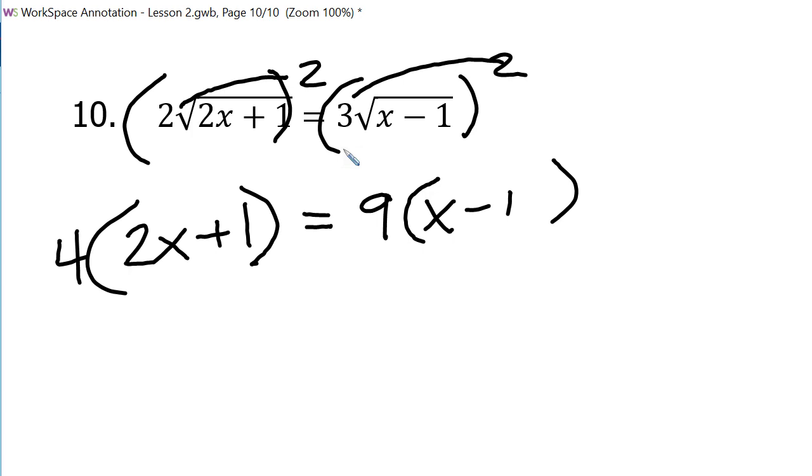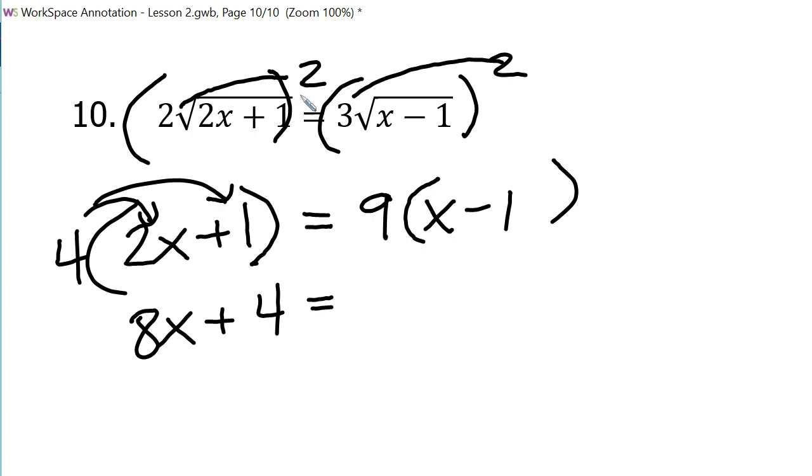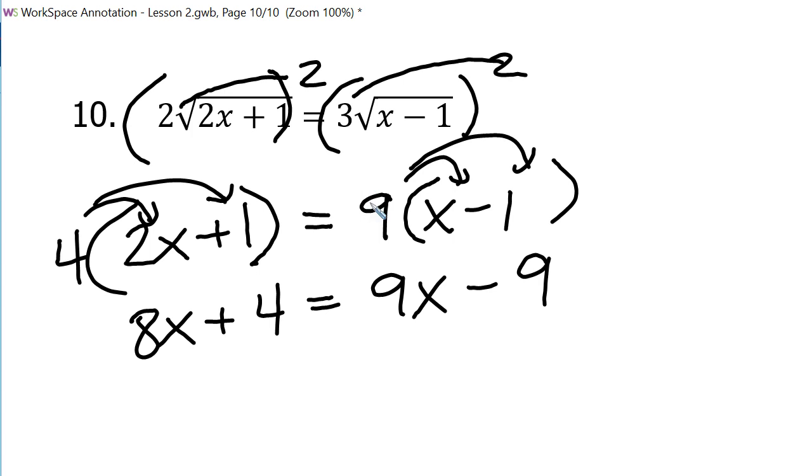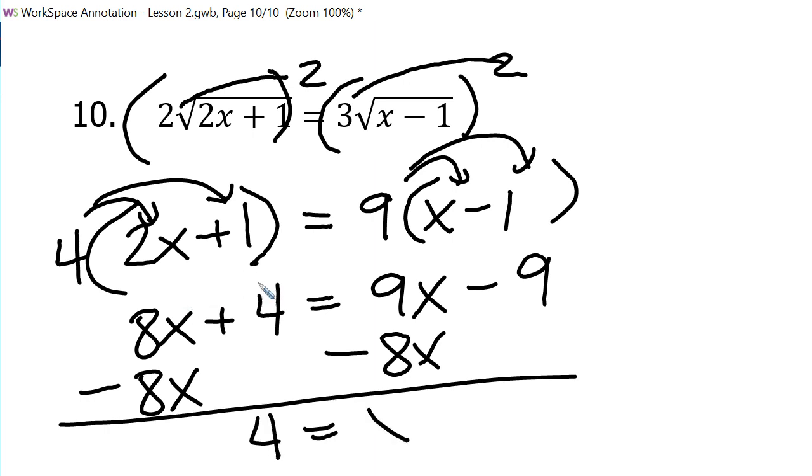So now we're ready to distribute. So distribute the 4 on the left side. So what is 4 times 2x? So 8x plus 4 is equal to 9x minus 9. What do we do next? Minus 8x to both sides. So 4 equals x minus 9. And what's next? Plus 9 to both sides. And 4 plus 9? 13.